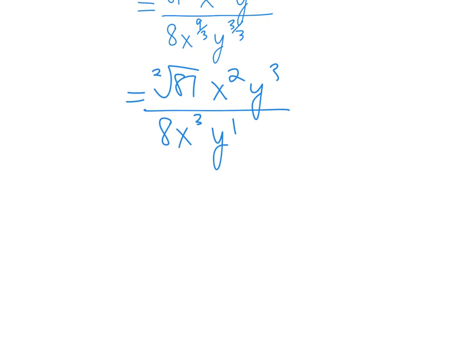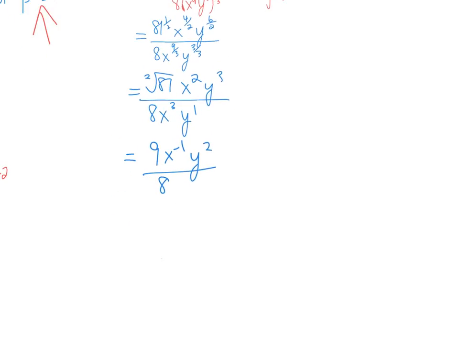Okay, let's continue. Square root of 81 is 9. X squared divided by x cubed is x to the negative 1 if we leave it in the numerator. And y cubed divided by y to the 1 becomes y squared all over 8.